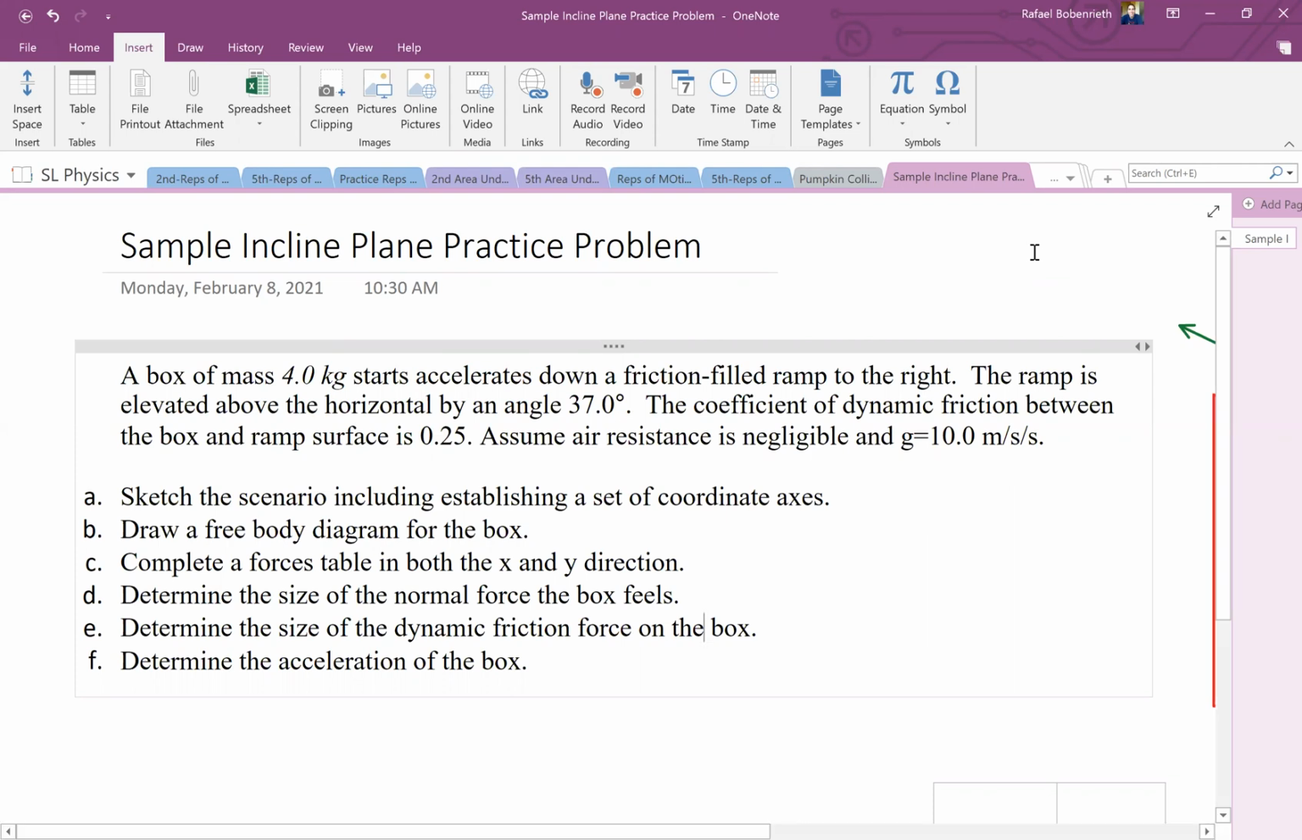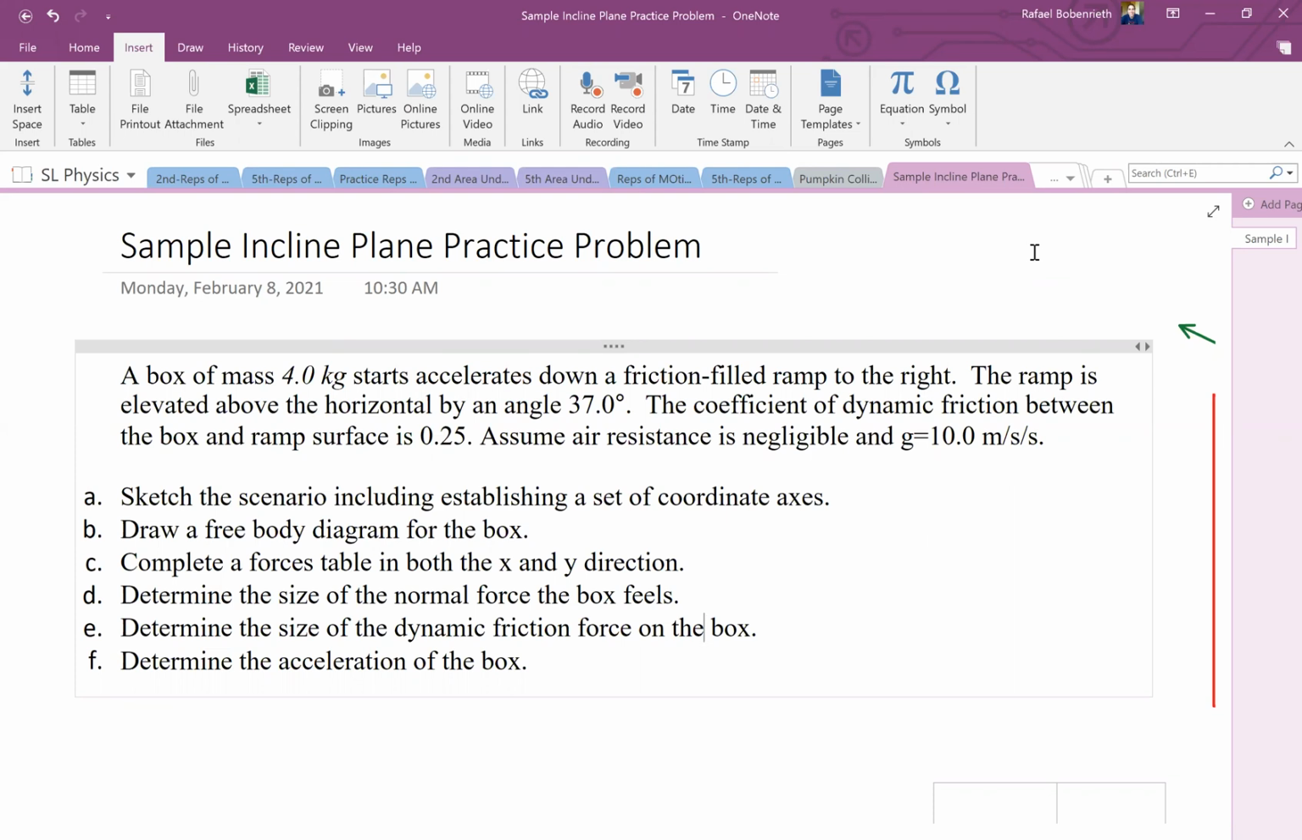In this video, I'm going to walk through a sample incline plane practice problem. This is a type of problem that often appears in physics, and it helps us understand more deeply how we can use the tools we've been studying this year and Newton's laws to attack a problem like this. I'm just going to read the problem out loud, and then we're going to walk through it together.